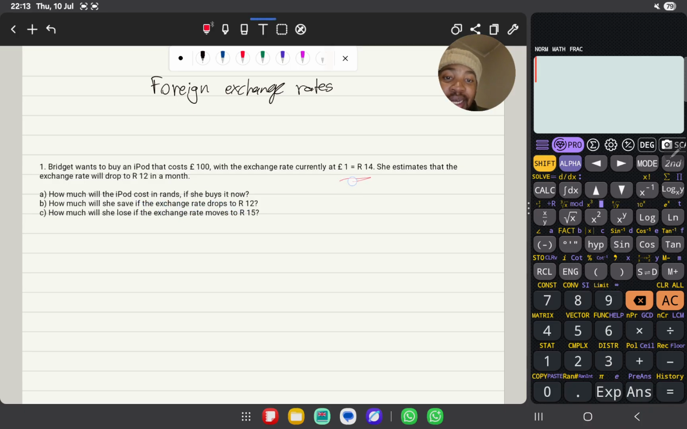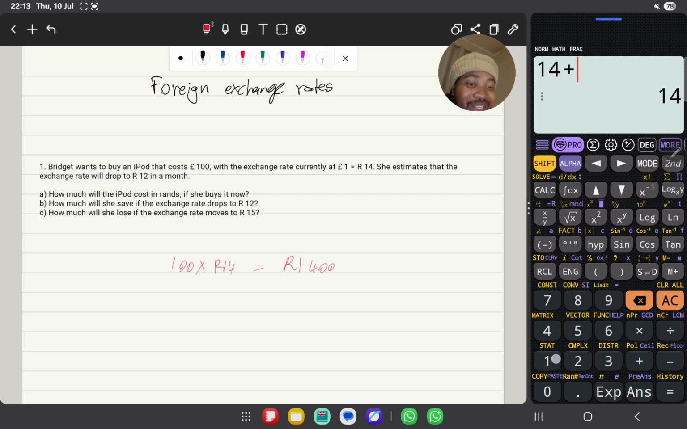So this is the current price now, right? And basically, you know that £1 equates to 14 rand. So now when we have £100, the current price is going to be 100 multiplied by 14 rands, which is going to be 1,400.